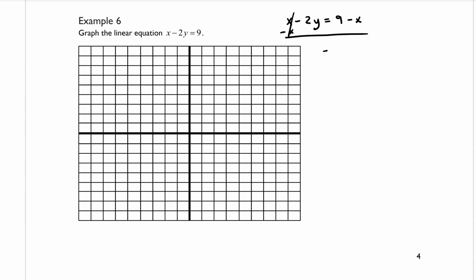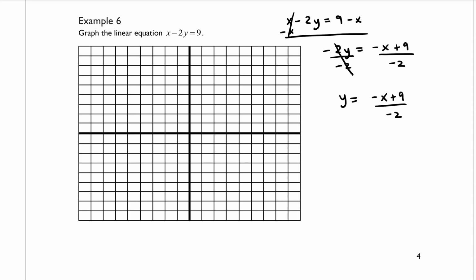And if I do that, we have negative 2y is equal to, I'm going to swap these two terms, negative x plus 9. And then from here, I want to divide both sides by negative 2. So these will divide out, and we'll just be left with y equals negative x plus 9 divided by negative 2.